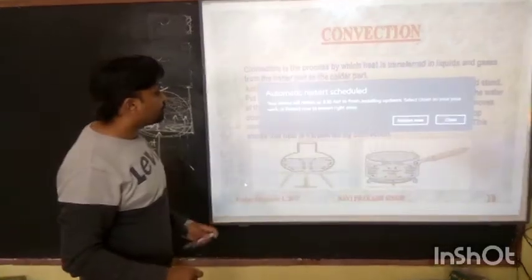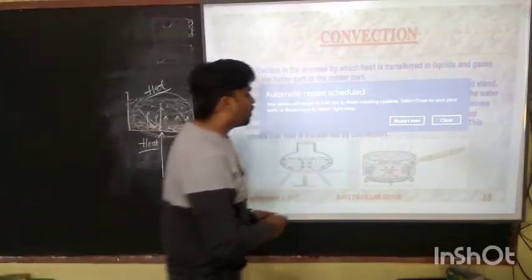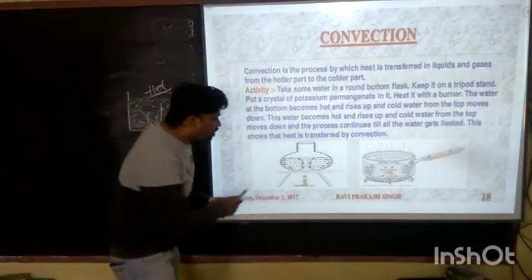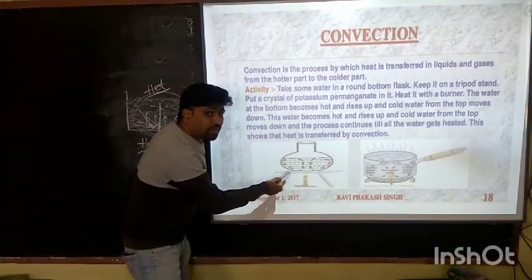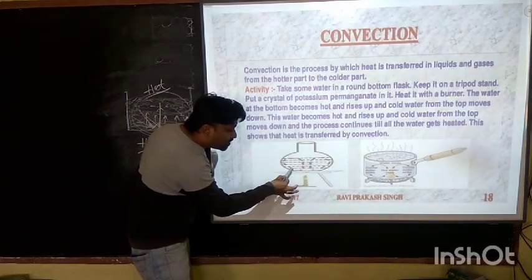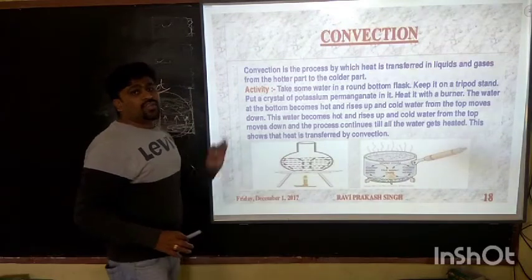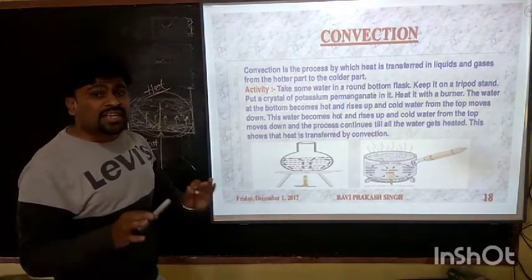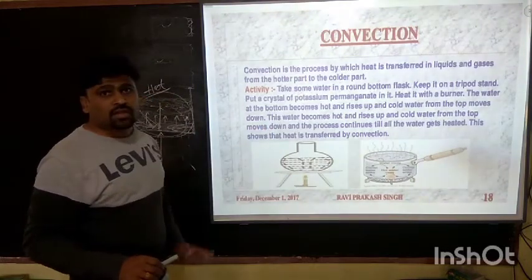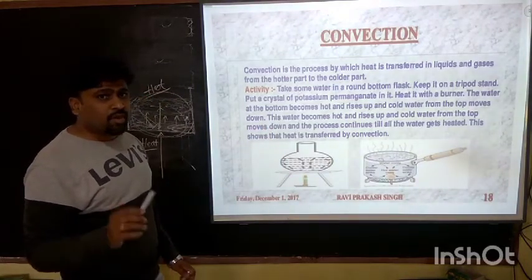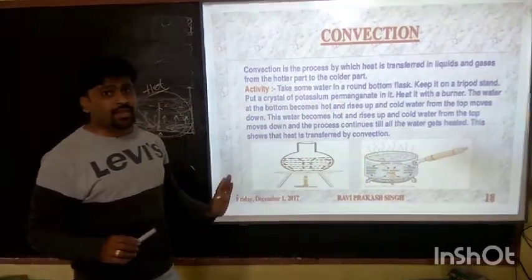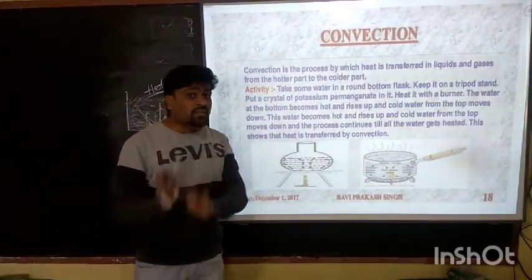Neatly observe here, in this picture also. At the bottom the water becomes hot, automatically it will rise up, and cold water will enter like that. We can easily come to know that convection will take place, because heat is transferred from the hot end to the colder end. Clear? This is what we call convection.